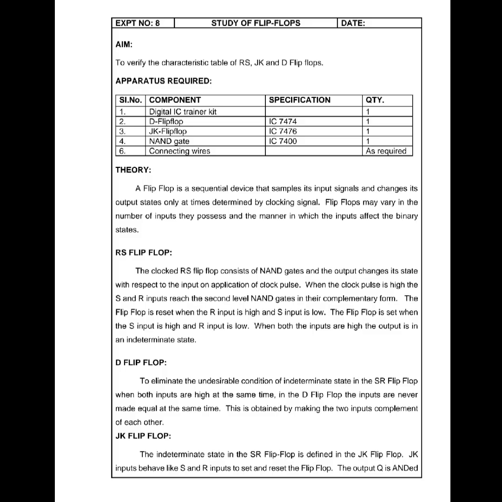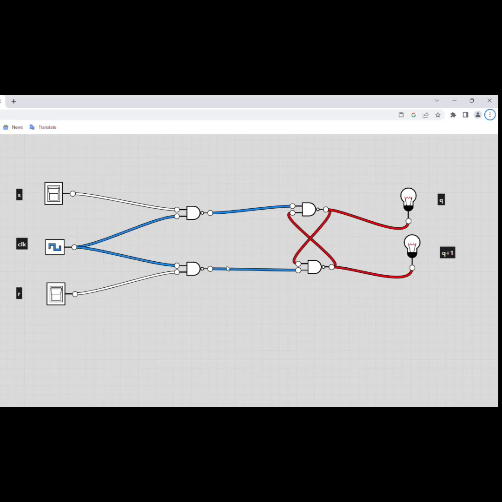The final experiment is study of flip-flop. In the flip-flop, we will see about RS flip-flop, JK flip-flop and D flip-flop. This is a logical representation of RS flip-flop. First, for the RS flip-flop, we need 2 switches, 1 clock, 4 NAND gates and 2 bulbs for the output.